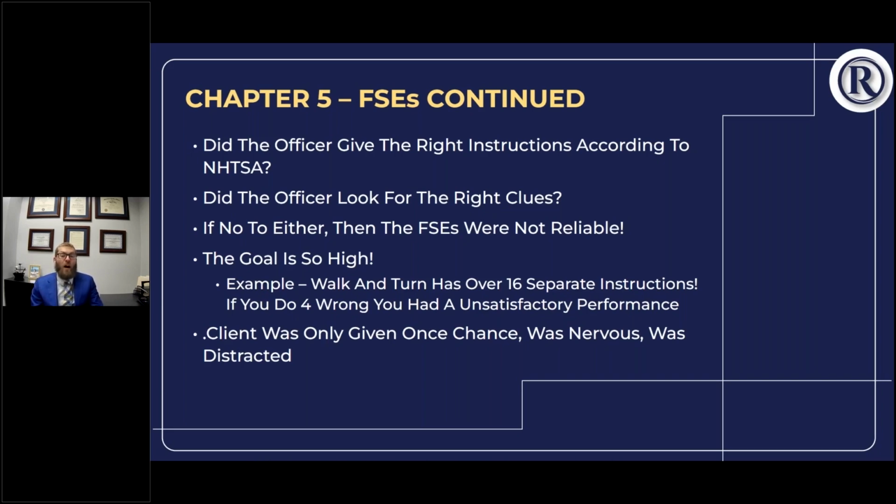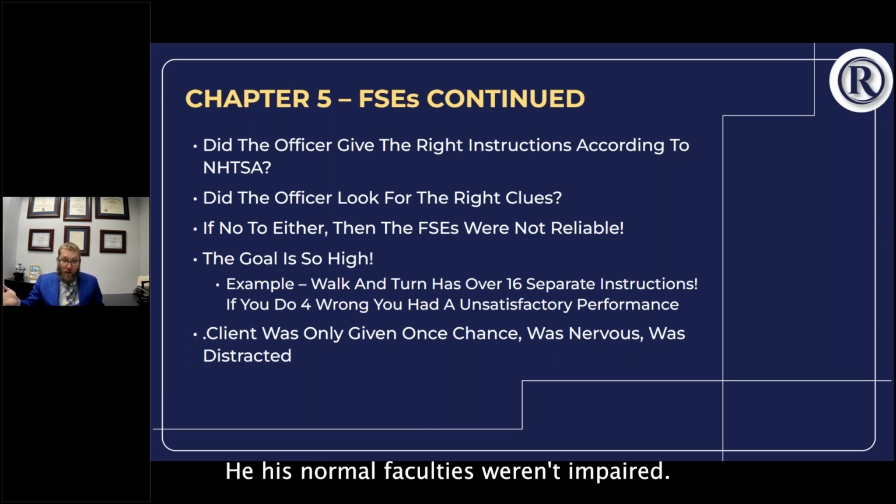You also want to emphasize how the goal is so high for field sobriety exercises. So for the walk and turn, it has 16 separate instructions, and if you only do 4 of them wrong, you have an unsatisfactory performance. So again, if your client did 12 out of 16 exercises correctly, but they still were considered unsatisfactory or they were still arrested, that's not reasonable. Again, he walked on the line. He didn't stumble. He counted out loud correctly. He didn't use his hands. He did all of these things correctly, but he was still arrested. We saw how he performed. His normal faculties weren't impaired.